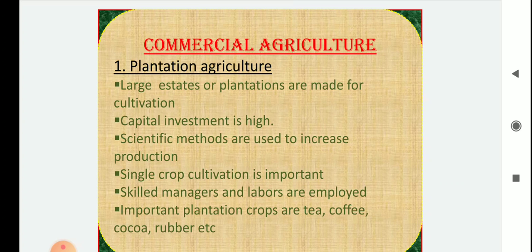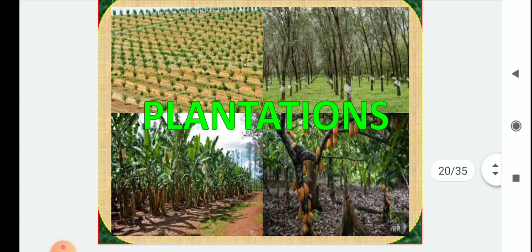Important plantation crops are tea, coffee, cocoa, rubber, etc. Here in this picture, you can see rubber and banana, which are also plantation crops. Only single crops can be seen in large areas.